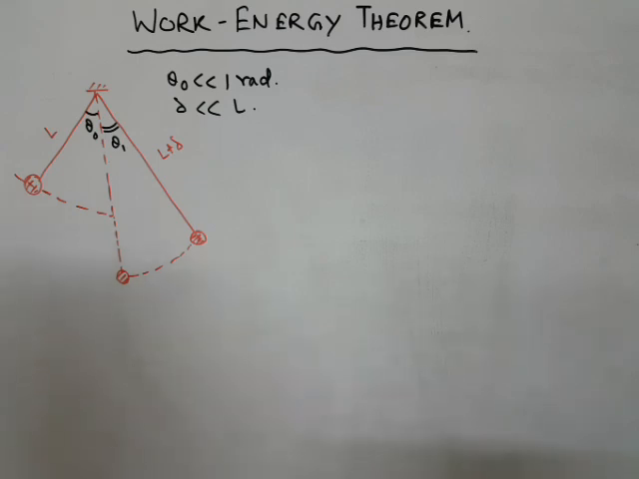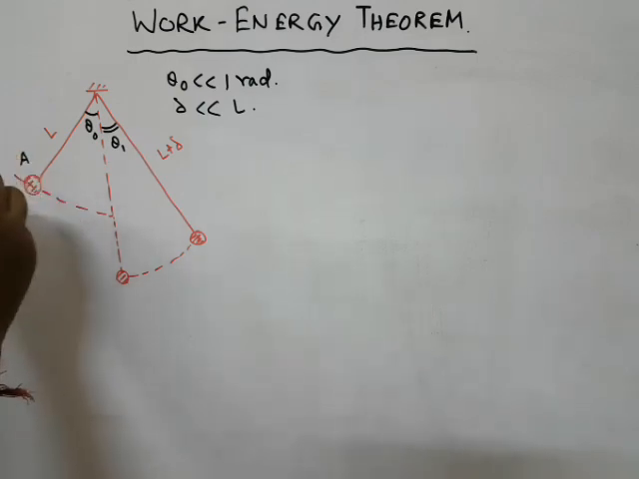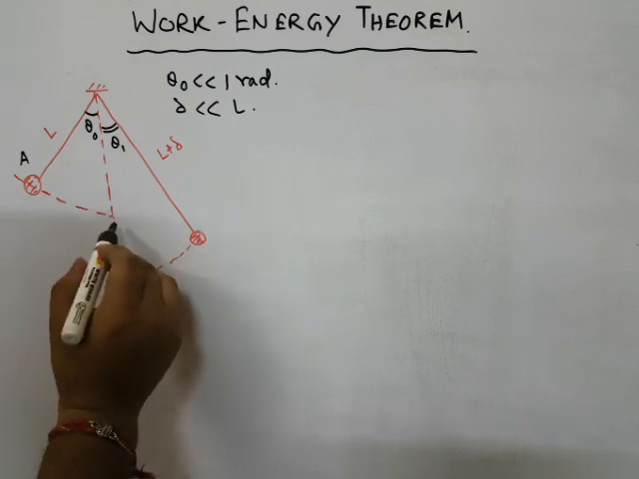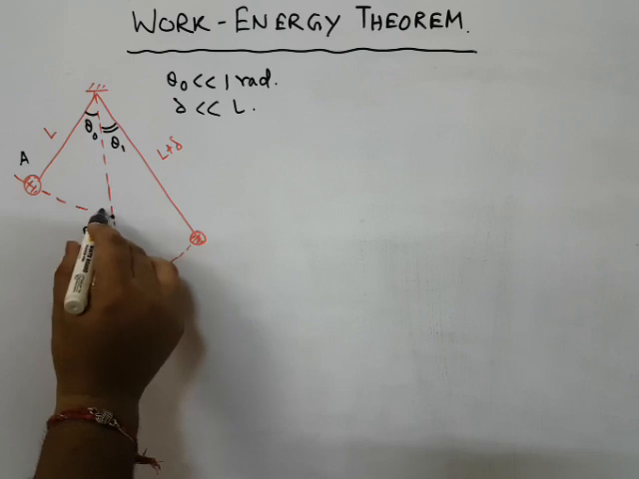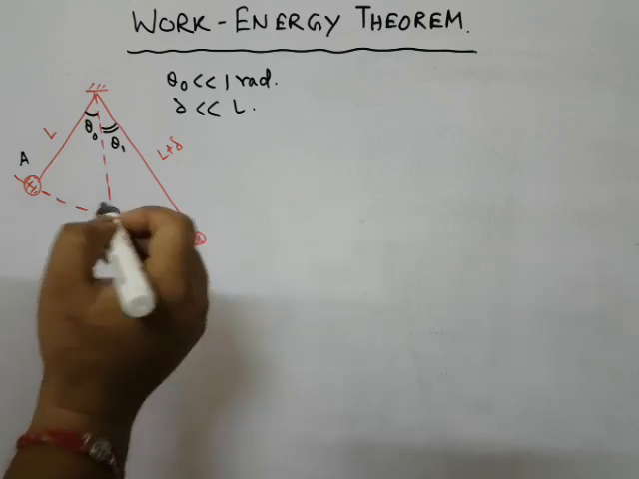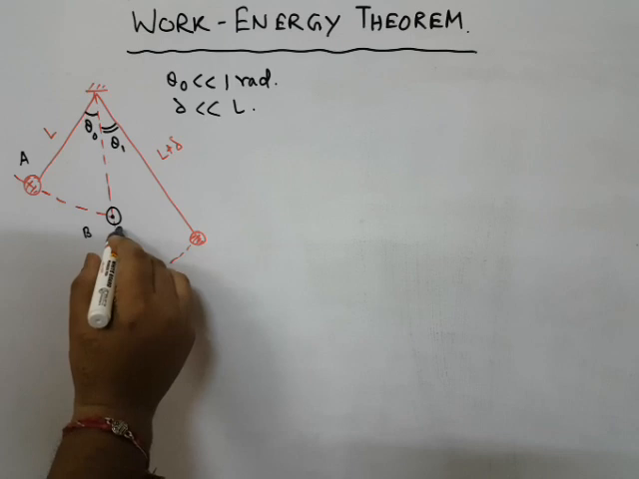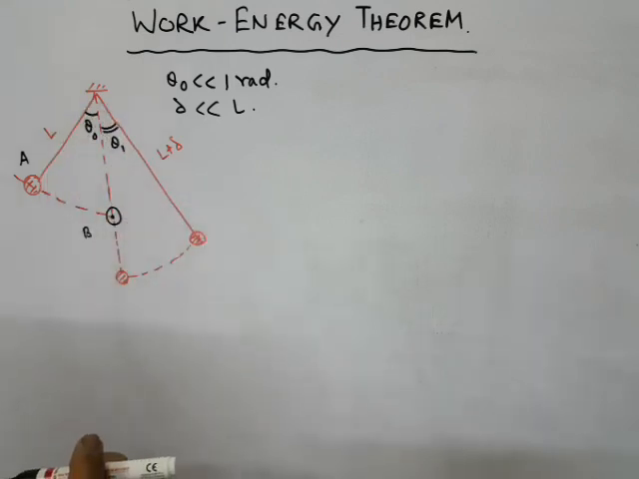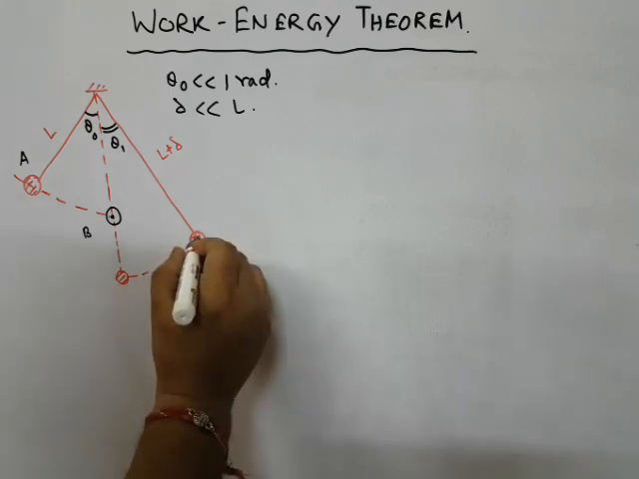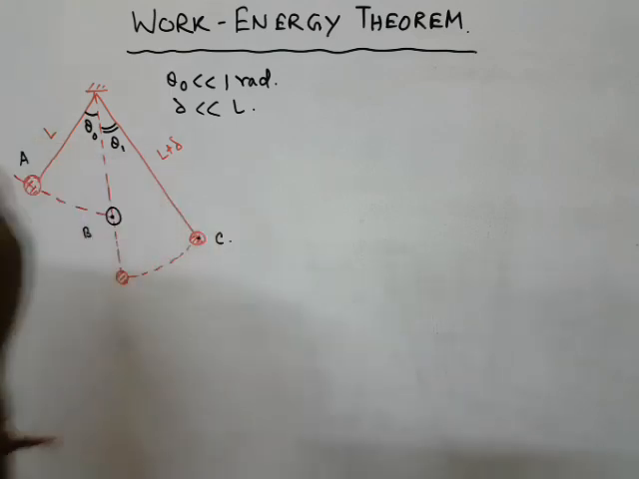Today we will discuss a typical problem on the work energy theorem. The problem states there is a pendulum which is hinged at this point. The initial position of the pendulum is at A, then it moves to this point B, but after coming to this point the pendulum slips by an amount delta, so that its length now becomes L plus delta, and the pendulum ends its journey at point C.